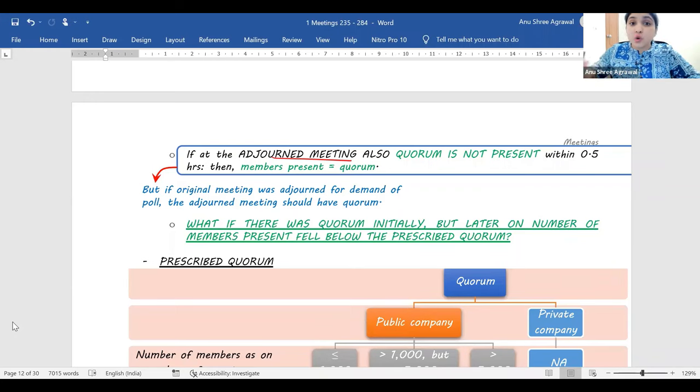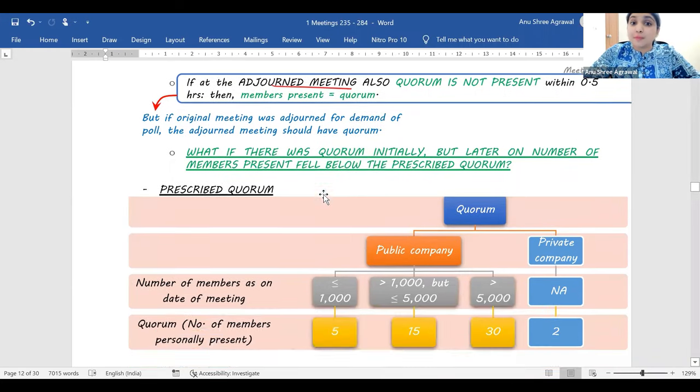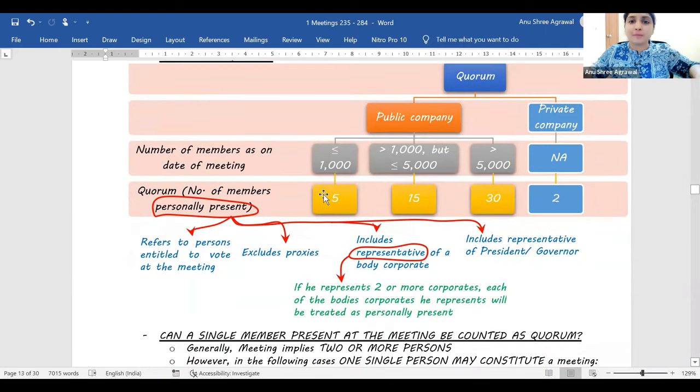Right? Then what is the quorum number? It depends upon what kind of company, private company or public company. Private company, life is easy. If it's a private company, quorum is 2. But if it is a public company, it depends upon the number of members. If it has up to 1,000 members, quorum is 5. If it has more than 1,000 members but up to 5,000 members, quorum is 15. If it has more than 5,000 members, quorum is 30. 5, 15, 30.